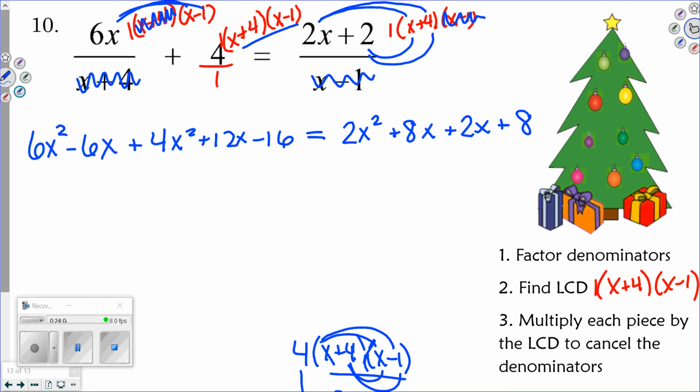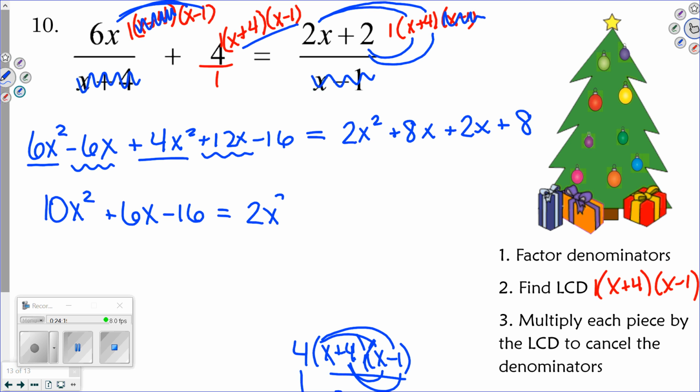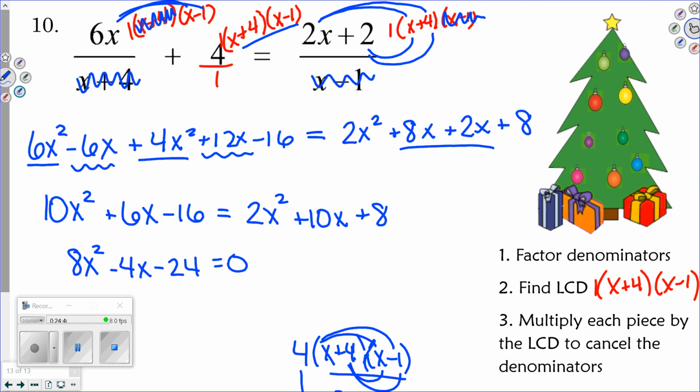Okay, so let's clean this up a little bit. On this side, we have some like terms: 10x squared, negative 6x plus 12x, and minus 16. Over here, I got some like terms: 2x squared. Do you have an x squared? Yes. So that means I have to set it equal to 0. So subtract 2x squared over here, subtract the 10x, subtract the 8. Minus 24.